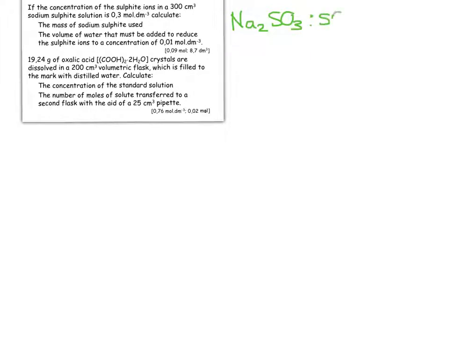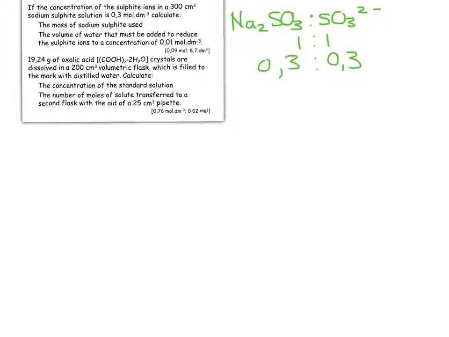Now, if I were to take a look at the ratio of sodium to sulfite, it's a 1:1 ratio, which means that if I have got 0,3 moles per cubic decimeter of sulfite, I have also got 0,3 moles per cubic decimeter of sodium sulfite. So they now would like to know the mass.